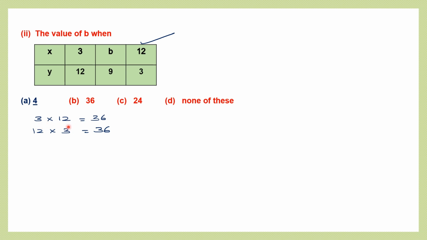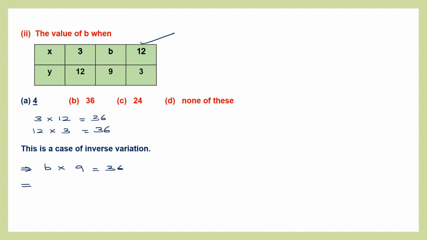And whenever x into y is constant, we say this is a case of inverse variation. So when this is a case of inverse variation, we can say b into 9 is equal to 36. And we can find the value of b like that. So let's write b into 9 is equal to 36.